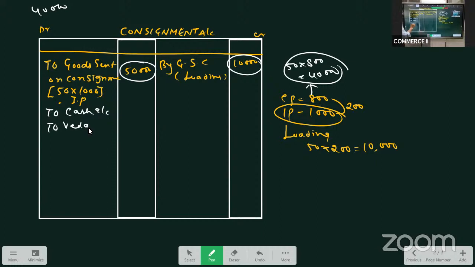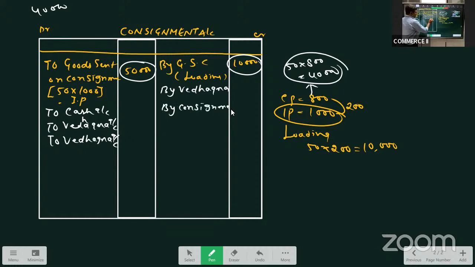Vedagna. Okay, this is for the expenses of consignee. Again, Vedagna, this is for the commission of consignee. And then on the credit side, we write again Vedagna, this is for sales. And then we write consignment stock. Okay, this is a standard format, no? We have been following all these days. 4 on the debit side and 2 on the credit side. Here, there is the addition of this one, right?